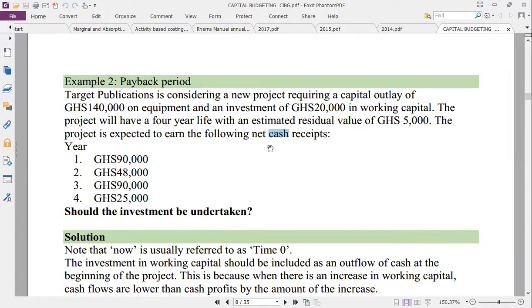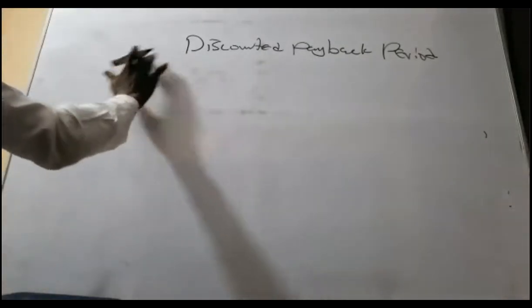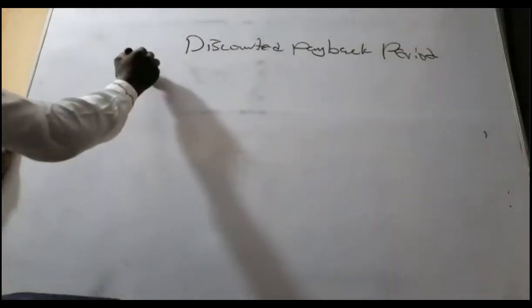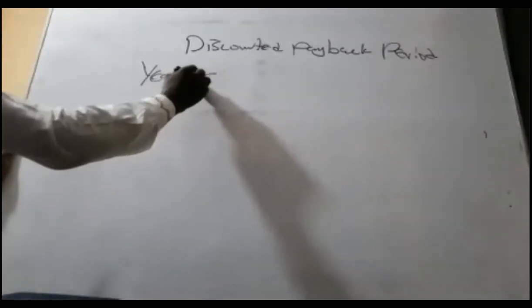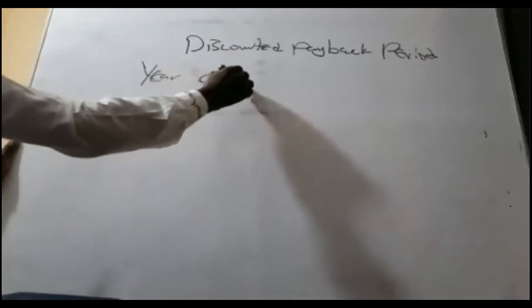Okay. So now the cost of capital is 10%. Let's calculate the payback period. So first, let's set the table. For the adjusted payback period, all you have to do is this. We will have year. So I write a year. And then we will have the cash flows.